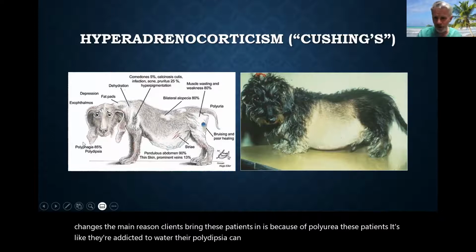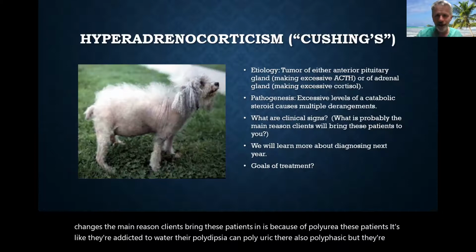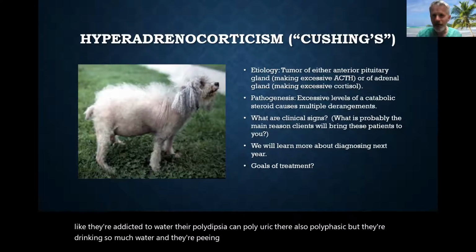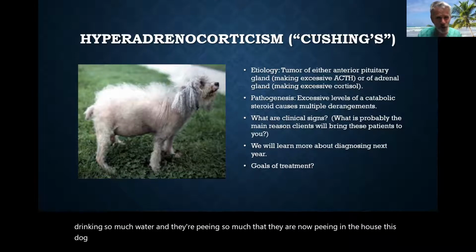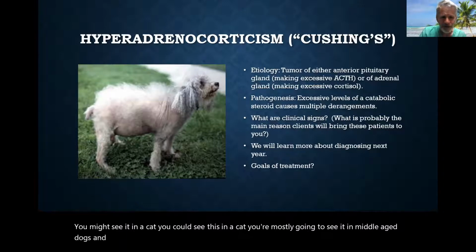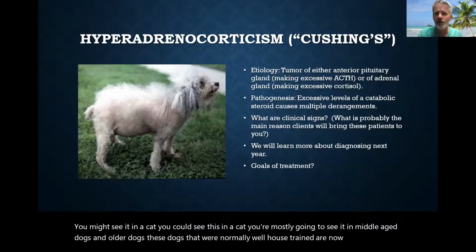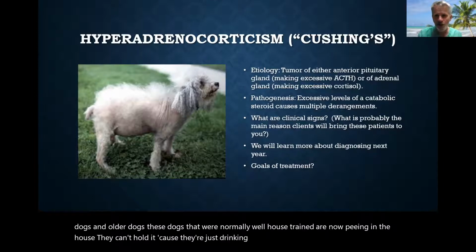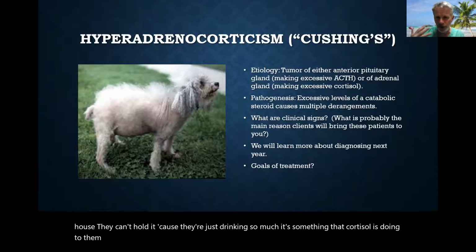They're also polyphagic, but they are drinking so much water and peeing so much that they are now peeing in the house. By the way, this is mostly just in dogs. You might see it in a cat. You could see this in a cat. You're mostly going to see it in middle-aged dogs and older dogs. These dogs that were normally well house trained are now peeing in the house. They can't hold it because they are just drinking so much. It's something the cortisol is doing to them. And we'll learn about diagnosing it more next year.